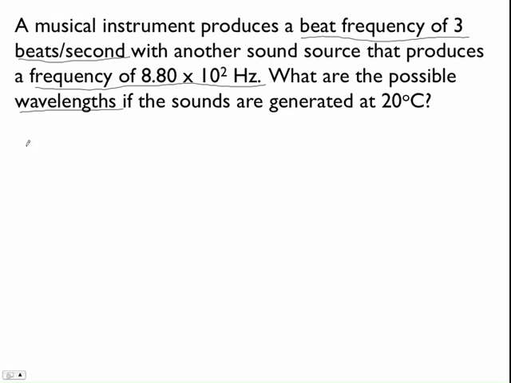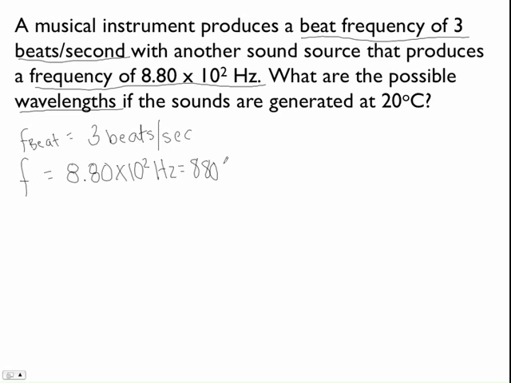Okay, so we have our F beat equals 3 beats a second, and then we have a frequency of 8.80 times 10 to the 2 hertz. This is actually just equal to 880, so I'm just going to write it like that. It's a little easier. Okay, and we can call this A or B.